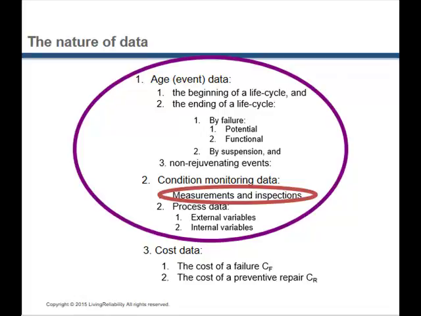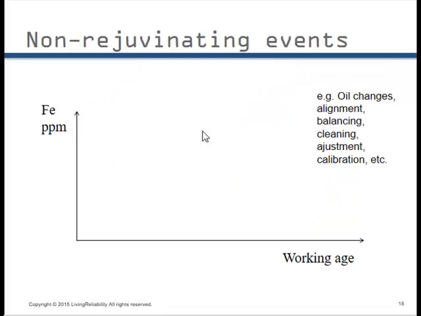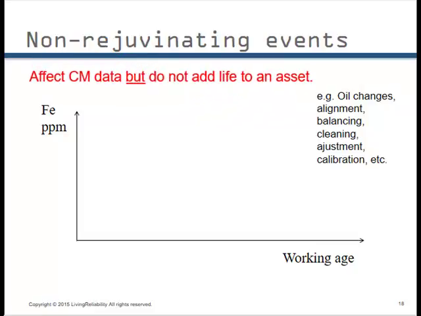A non-rejuvenating event is a maintenance action that seemingly improves our condition data but does not actually restore any life to the equipment. Let me show you what I mean. Assume you are monitoring the condition of an engine by recording the parts per million of iron dissolved in the lube oil.